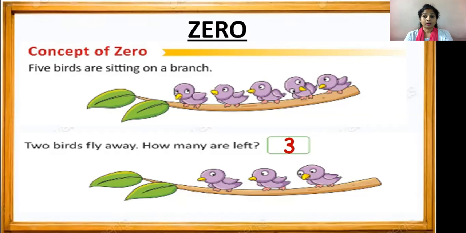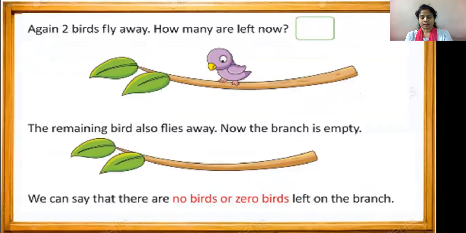Okay, now listen, 3 birds are there. Now again, out of these 3, 2 birds fly away. Then how many are left now? Look at the branch and tell me how many are left now? Only 1.